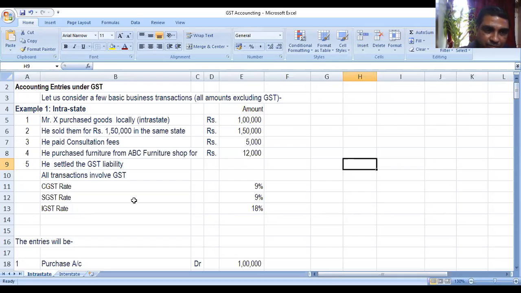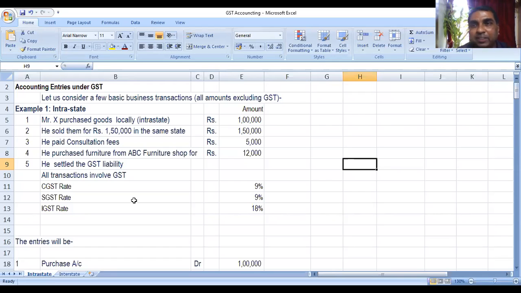Then he purchased furniture from ABC Furniture Shop for 12,000 rupees. He settled the GST liability. All transactions involve GST, with rates of CGST 9%, SGST 9%, and IGST 18%. So this is a very basic, very simple transaction.